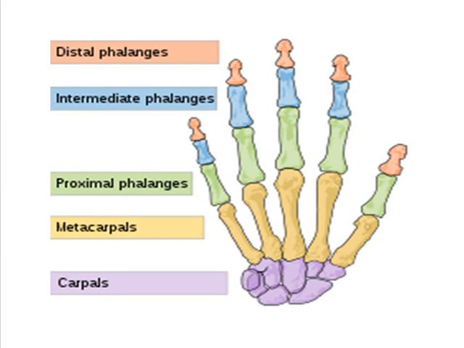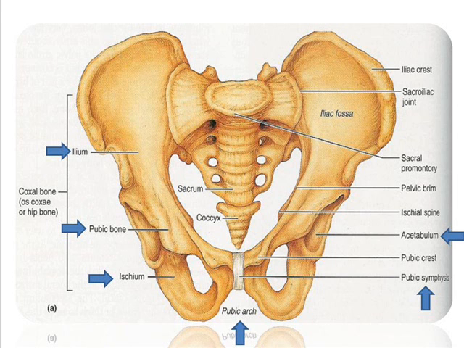Next we have the hand. In the hand we have the carpals, metacarpals, and phalanges. Another name for phalanges is your fingers or digits. Here are the 2 hip bones or pelvic bones. There are 3 fused bones that make up the pelvic bone: the ilium, the ischium, and the pubis. The acetabulum in the 2 hip bones articulate with the head of the femur.